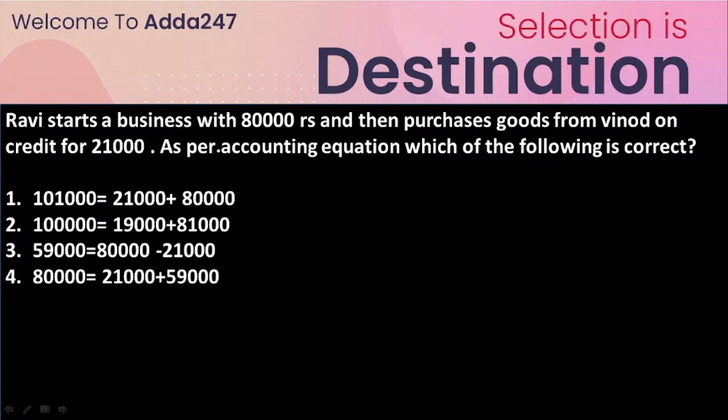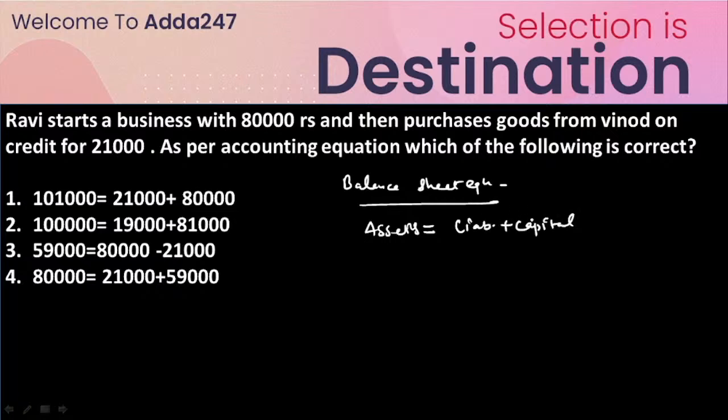So this question is from the balance sheet equation, and this is a most important question from the exam point of view. So just understand the concept, like how we solve balance sheet equation questions in the exam. We know the balance sheet equation: assets equal liabilities plus capital. This is known as the balance sheet equation.